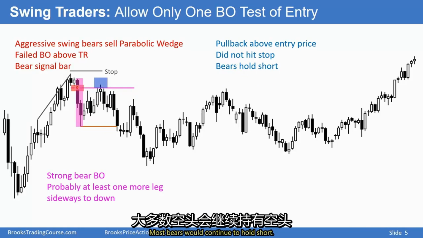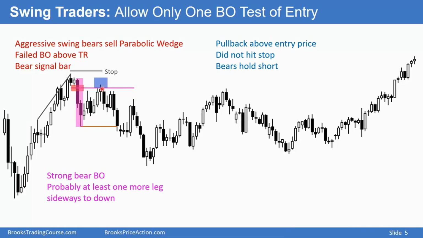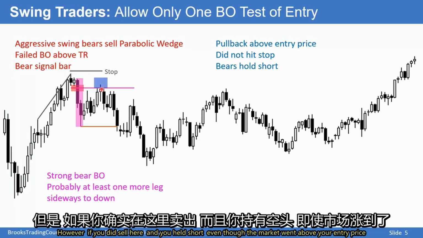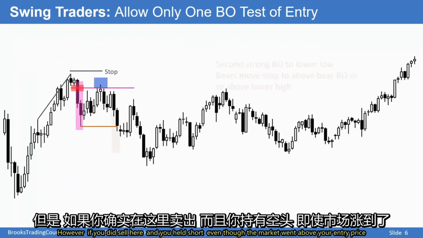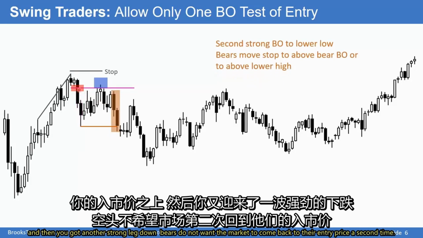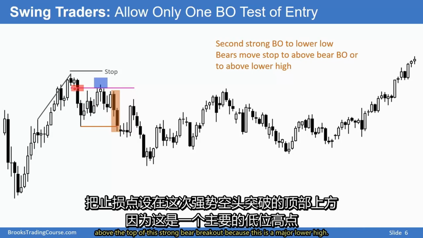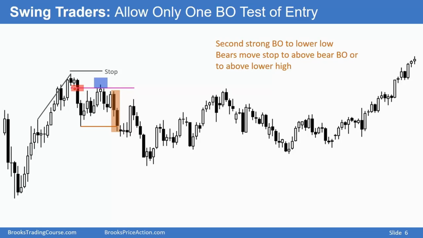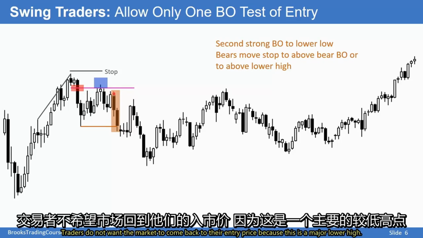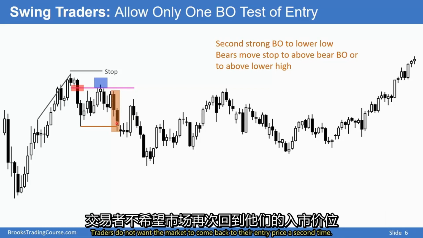This pullback went above your entry price. Remember, you sold here and the pullback went above your entry price, but it did not hit your stop. Most bears would continue to hold short. However, if you did sell here and you held short even though the market went above your entry price, and then you got another strong leg down, bears do not want the market to come back to their entry price a second time. Many bears would then move their stop to break even, or they'd simply put their stop above the top of this strong bear breakout because this is a major lower high.